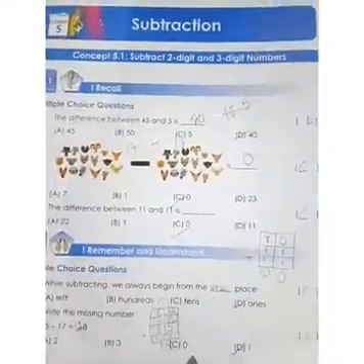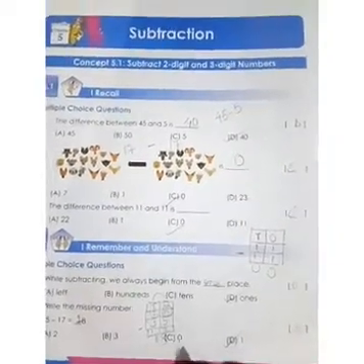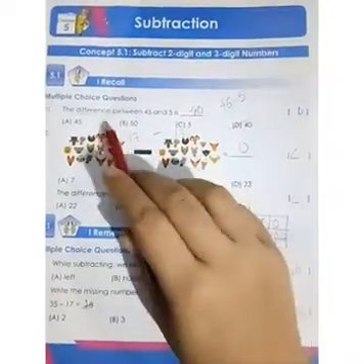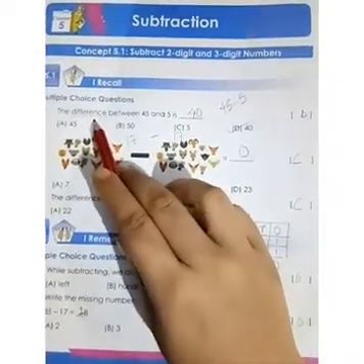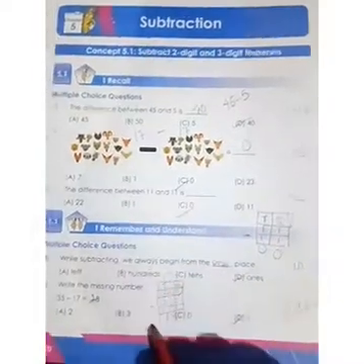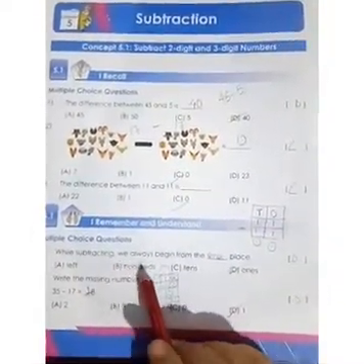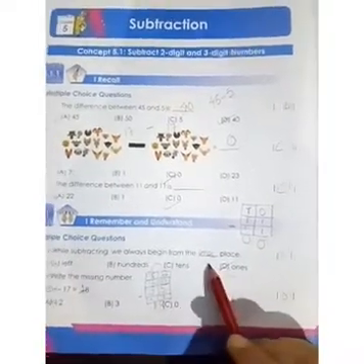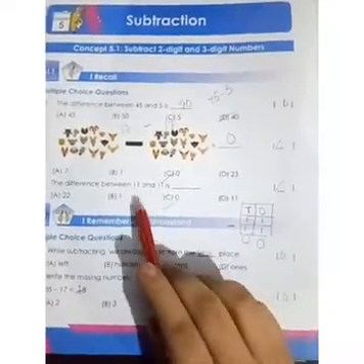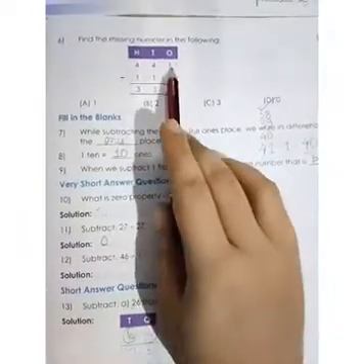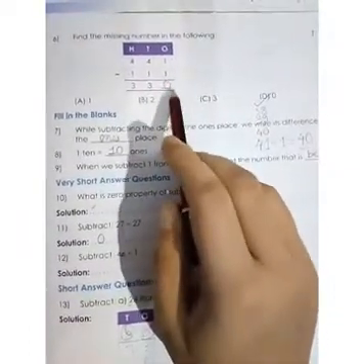So children, before winding up, let me take a short recap of what we have learned. We have done subtraction of 2-digit and 3-digit numbers. The word difference is used instead of minus. One important point is that while subtracting we always begin from the ones place. The difference between the same number is the answer 0. Missing numbers we can find if the place value chart is given. One digit will be missing here and we have to find the other one.